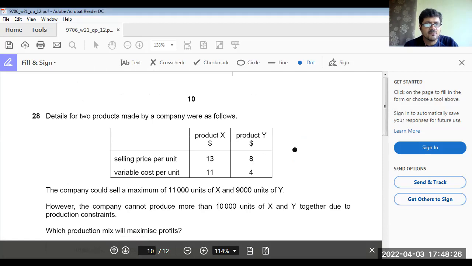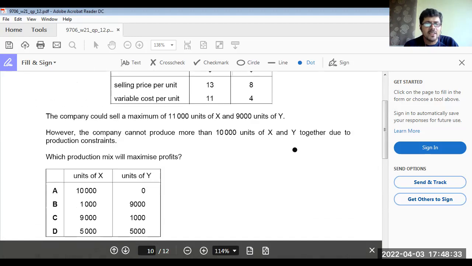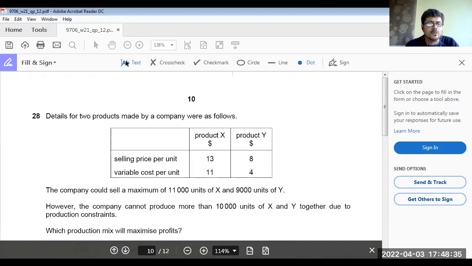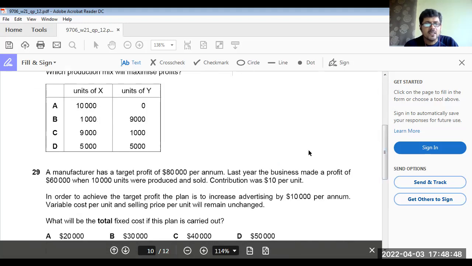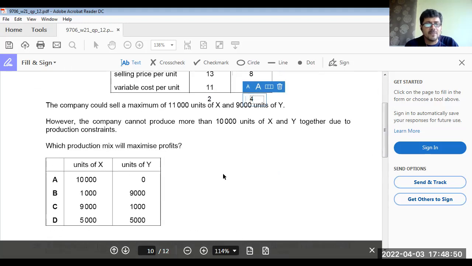Now 28. Details for two products made by a company are as follows: selling price, variable cost. Now here what we actually need to do. In this question, the contribution of X is 2. In this, the contribution of Y is $4. Now see, which production mix will maximize the profit?